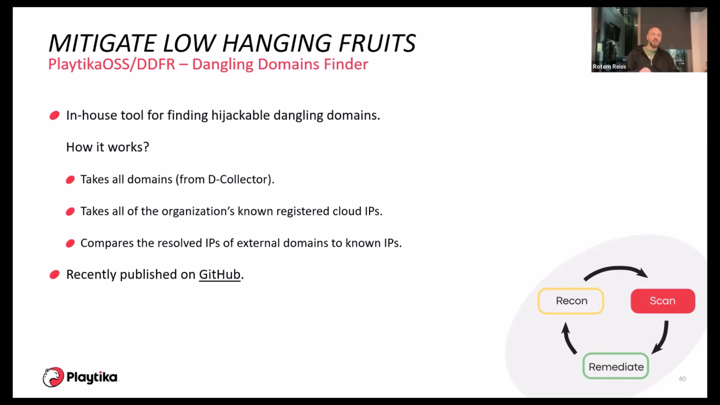In short, what this tool does is get all your DNS records from, again, the collector, like I mentioned earlier, and also all the organization's known registered cloud IPs, and then it creates the correlation. And if there is an IP address pointed from an A record that doesn't belong to us, it will raise a ticket. Okay, so that's about it.